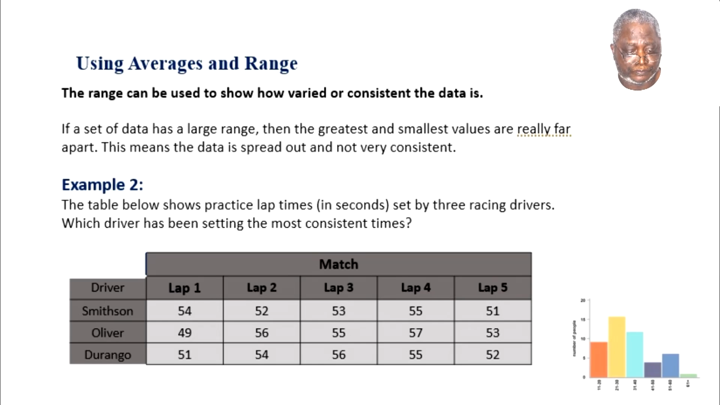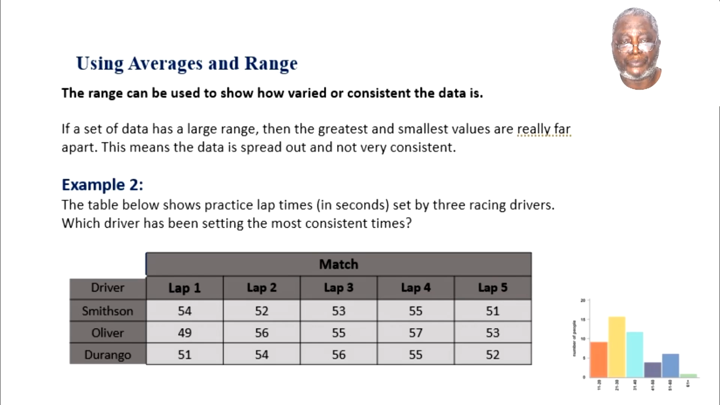For example, the table below shows practice laps of a set of drivers in seconds. You have Smithson, Oliver and Durango, and each driver did 5 practice laps, and those are their times. Smithson, lap 1, 54, up to lap 5: 52, 53, 55 and 51 seconds. Oliver, 49, 56, 55, 57 and 53 seconds. And Durango, 51, 54, 56, 55 and 52 seconds.